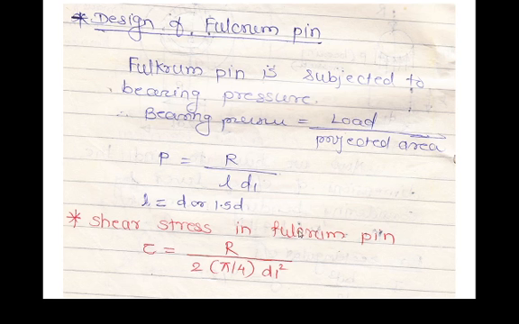Then next one is the design of a fulcrum pin. How to design the fulcrum pin? The fulcrum pin will be designed by considering the crushing stress, or bearing pressure, that is the compressive stress, which is load divided by projected area. The load is nothing but the reaction and the projected area is L into d1. The shear stress at the fulcrum pin falls under double shear, therefore 2 into pi by 4 into d1 square. Now using this we can design the levers. Okay, thank you.